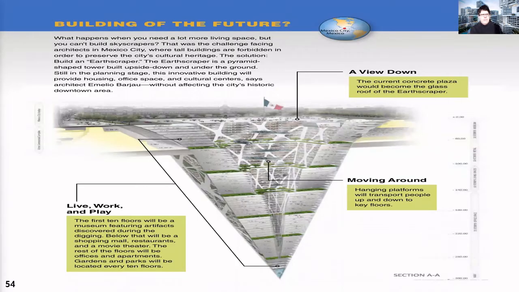Building of the future? What happens when you need a lot more living space, but you can't build skyscrapers? That was the challenge facing architects in Mexico City, where tall buildings are forbidden in order to preserve the city's cultural heritage. The solution? Build an earth scraper. The earth scraper is a pyramid-shaped tower built upside down and under the ground. Still in the planning stage, this innovative building will provide housing, office space, and cultural centers, says architect Emilio Barja, without affecting the city's historic downtown area.